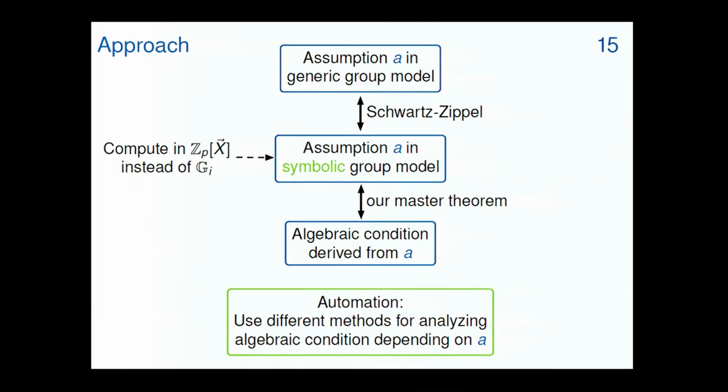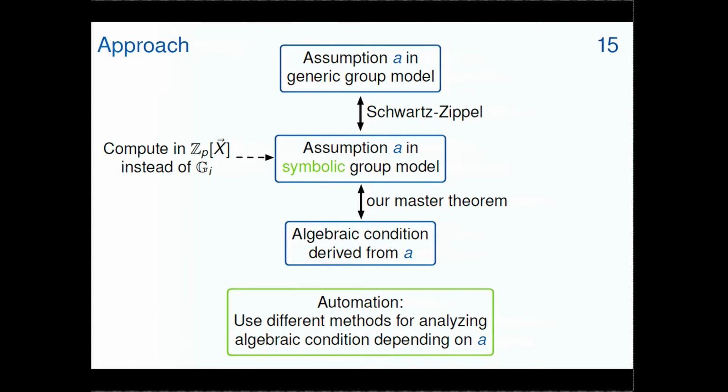On a high level, our approach is as follows. We have an assumption A in the generic group model. Then we simplify the generic group model to something that we call the symbolic group model. It's a step that is also in all the previous proofs. In the symbolic group model, we compute with polynomials in the polynomial ring instead of the individual groups. This is justified by the Schwartz-Zippel lemma. Then we have a version of the master theorem that gives us an algebraic condition derived from this assumption.